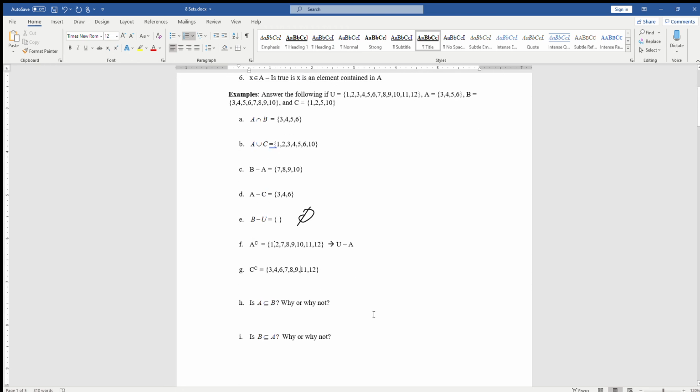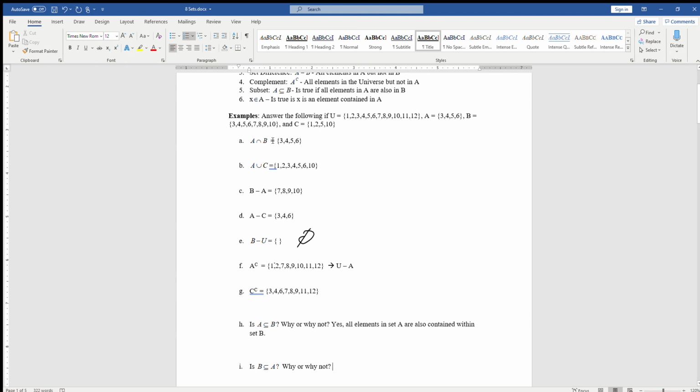Alright. Finally, is A a subset of B? Why or why not? And the answer to that would be yes, because if we notice, if you look at A, all of the elements in set A are contained within set B. Alright, so we would say yes, all elements in set A are also contained within set B.